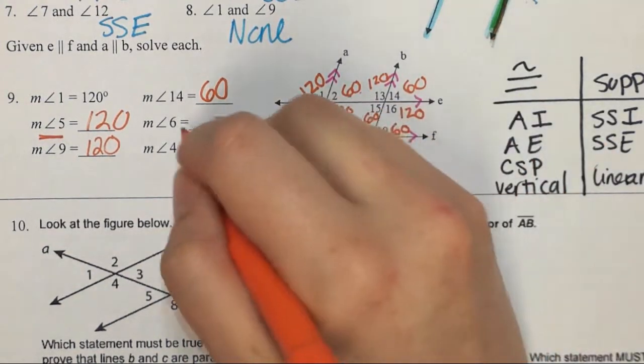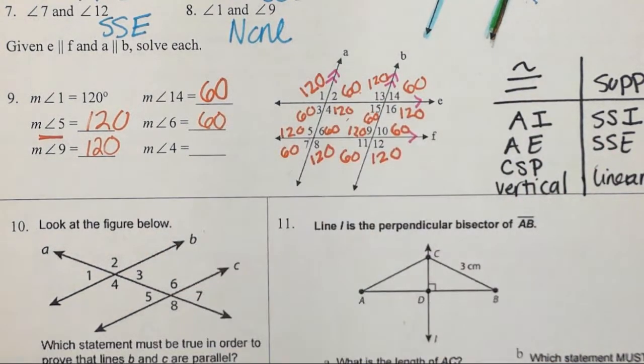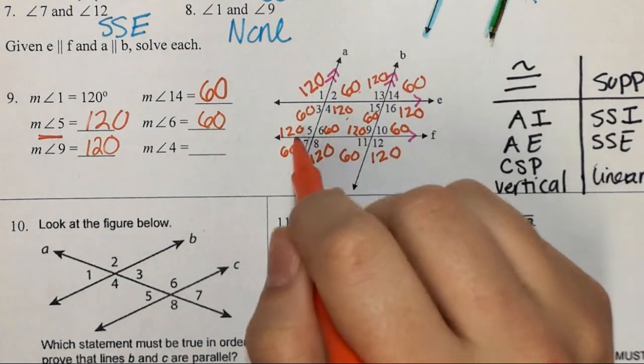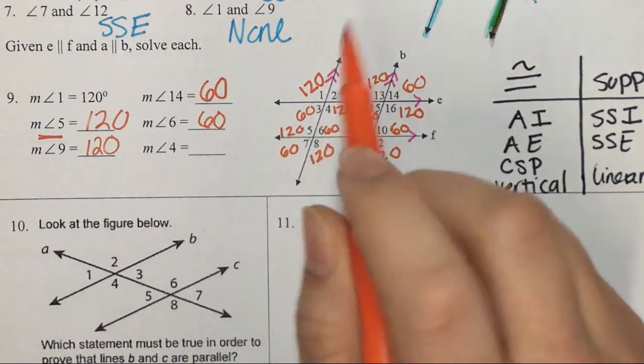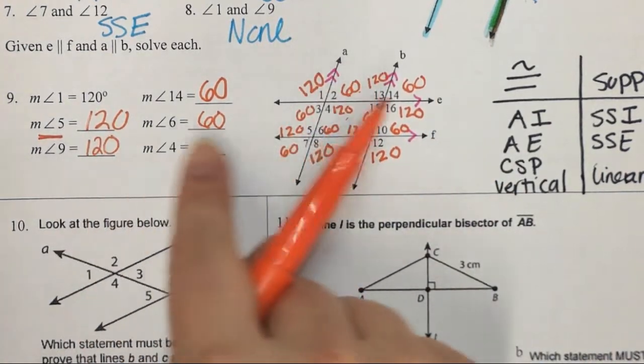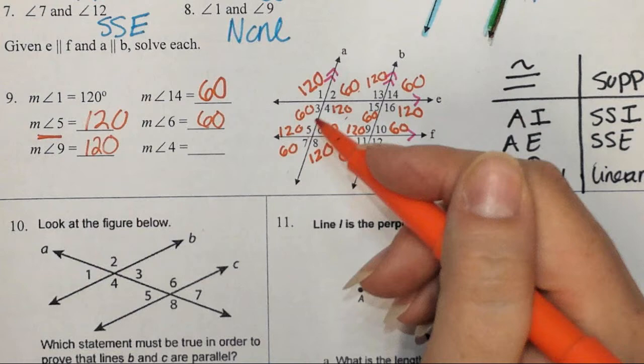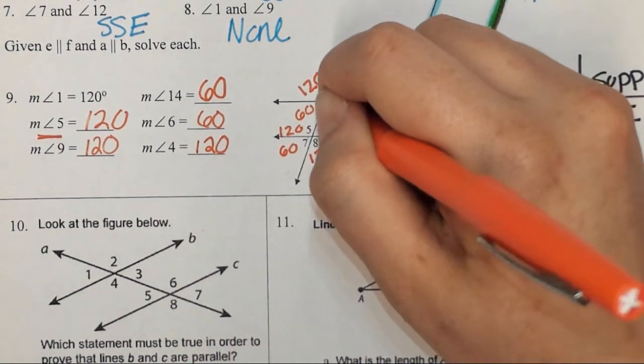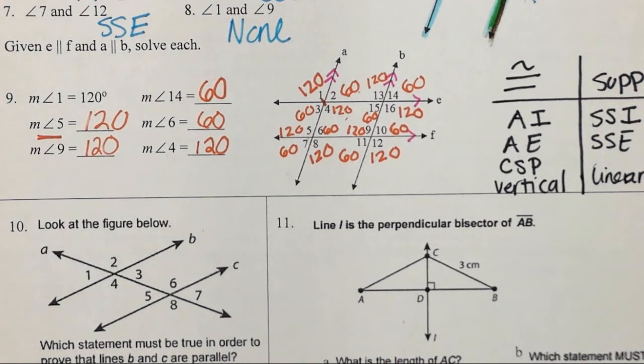For angle 6, we got 60. Okay, so if you look at 5 and 6, those are a linear pair, so that means they should add to 180, which they do. And then for 4, that would be 120, since it's vertical with angle 1.